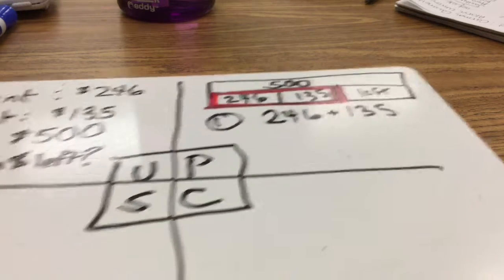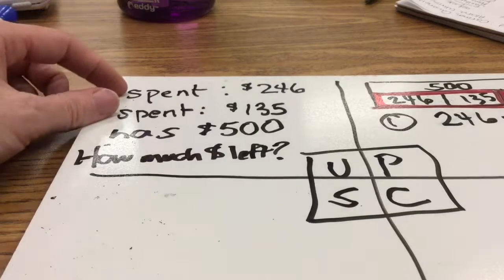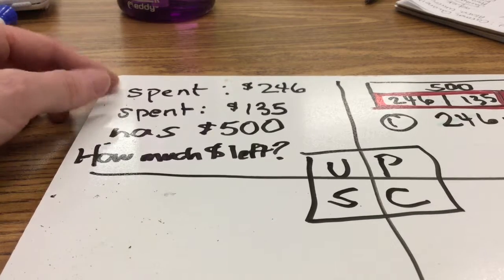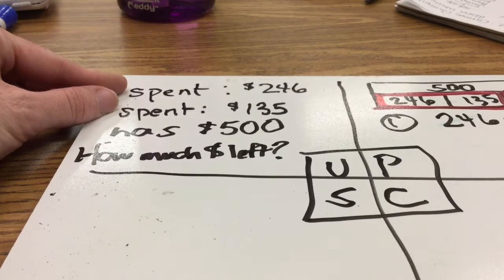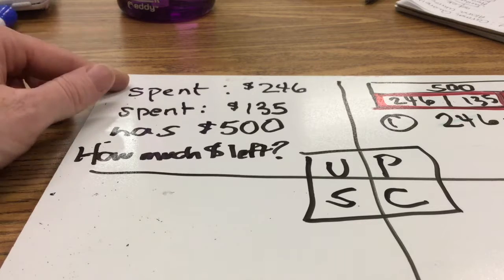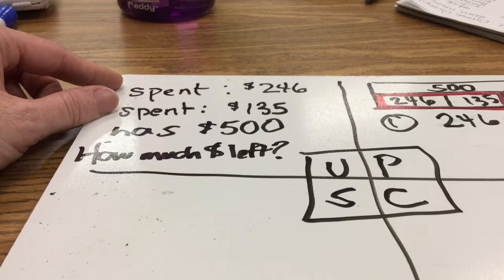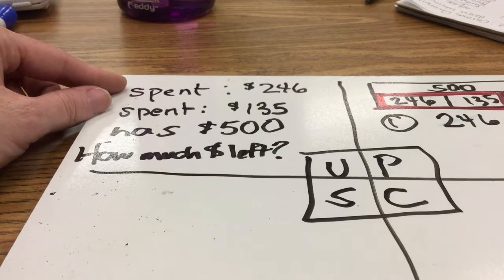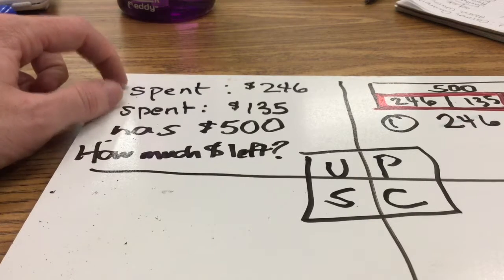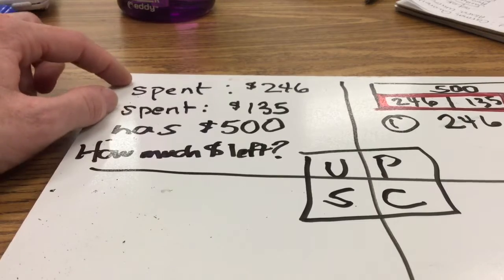Okay, here's a little hint. If you have the same label, spent and spent, you can always add those together. If you have gave and gave, you can add those together. If you had collected and collected, you could add those together. If you're doing the same thing, you can add them together.